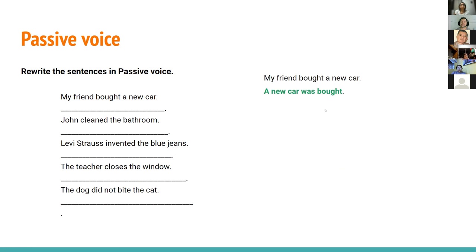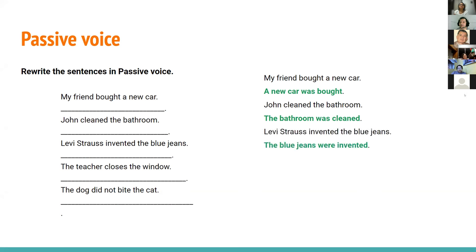Next one. John cleaned the bathroom. The bathroom was cleaned by John. Very good. Levi Strauss invented the blue jeans. The blue jeans was invented by Levi Strauss. The blue jeans were invented by Levi Strauss. Very good. Porque aquí está en plural. Recuerden blue jeans. Blue jean, blue jeans. Next one. Oh, sorry.